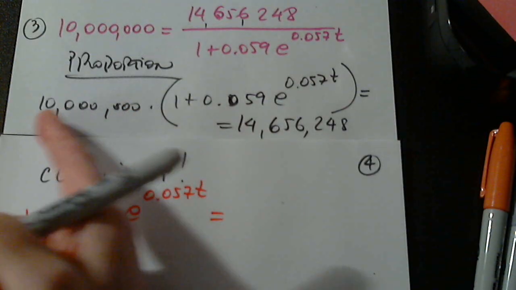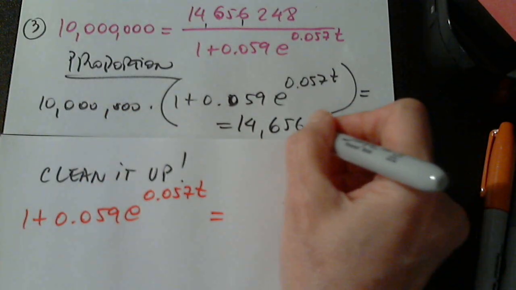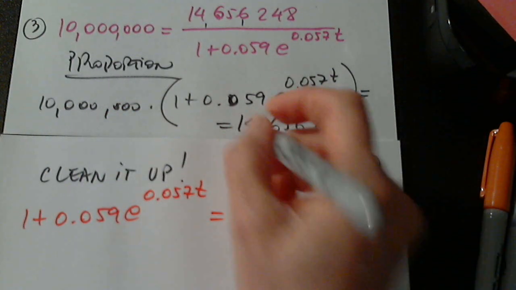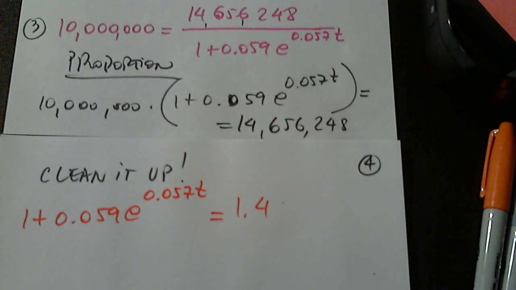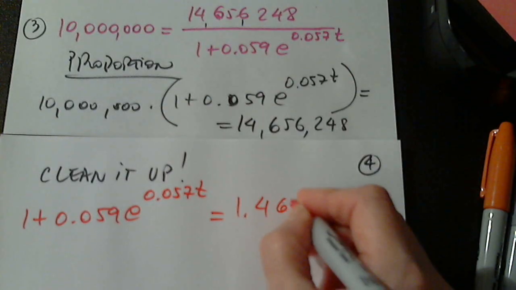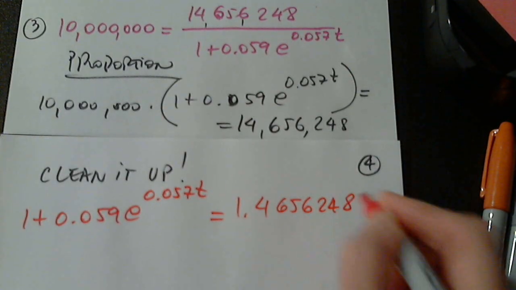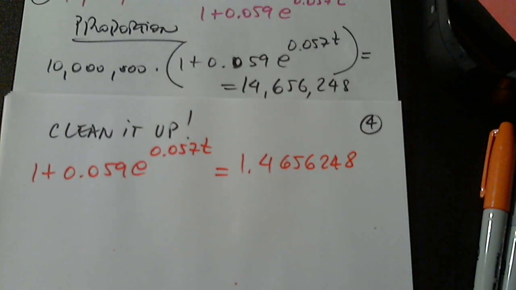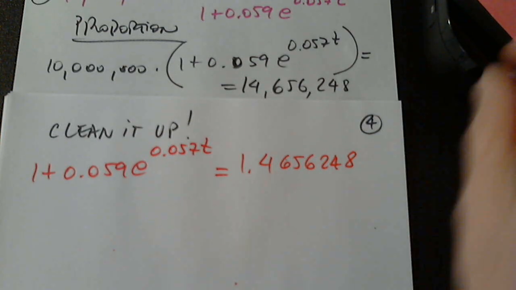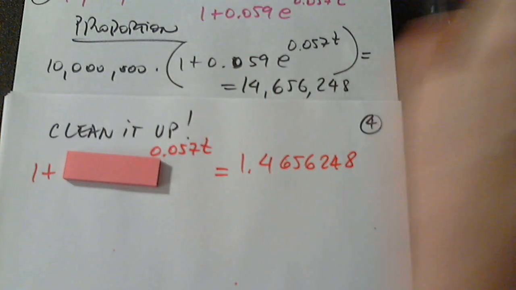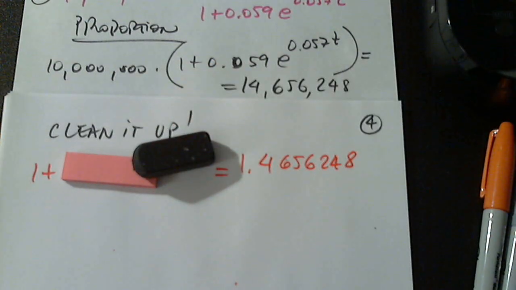So it has 7 zeros. I move the decimal digit already. 1.4656248. Excellent. It's not cleaned up yet. What will be our next step? Of course, our focus is here. What do I need to do next?